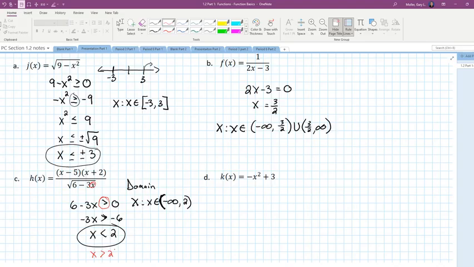All right, and then on this one, there are no problem factors. There's no issues. There's no fractions. There's no dividing by 0. There's no square roots. So my domain are all of the x's that belong to negative infinity to positive infinity. Or I could say all the x's that belong to the real numbers.